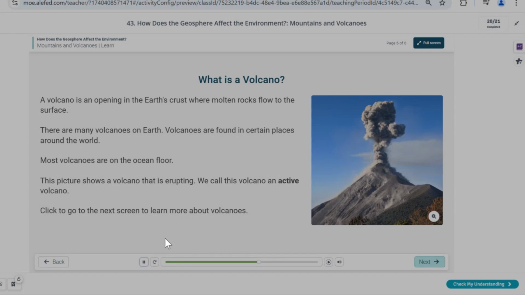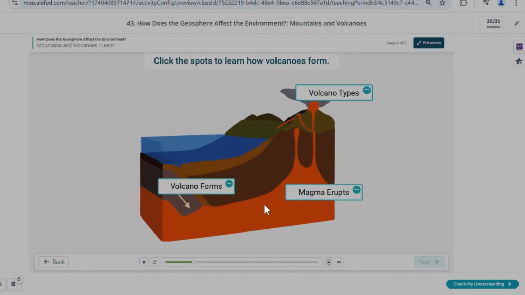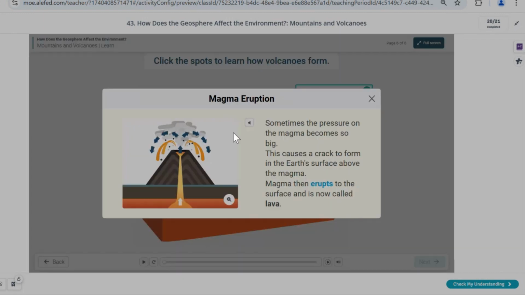Okay? This picture shows a volcano that is erupting. We call this an active volcano. Click to go to the next screen to learn more about volcanoes. Okay, let's see next what types of volcanoes we get. Click the spots to learn how volcanoes form. So the hot liquid under is called magma. Okay, it's magma.